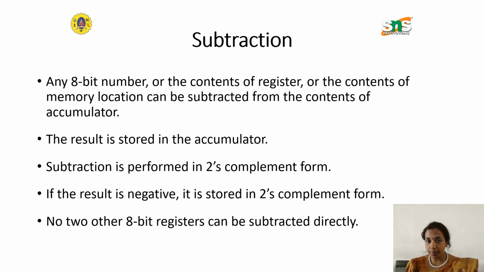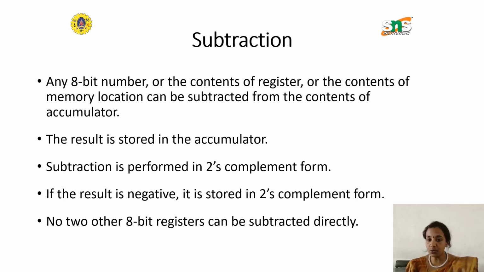The next operation is the subtraction operation. Any 8-bit number or the contents of the register or the contents of the memory location can be subtracted from the contents of the accumulator. So contents of one register can be subtracted from the accumulator. The result would be stored in the accumulator. If the result is negative, it is stored in 2's complement form.